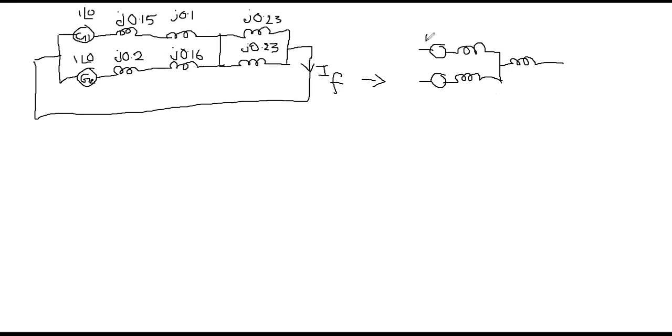So 1 at an angle 0, and this is also 1 at an angle 0. Now J 0.1 plus J 0.15, obviously you will get J 0.25. Similarly, J 0.2 plus J 0.16, obviously you will get J 0.36, right? Now what is the parallel combination of 0.23 and 0.23?